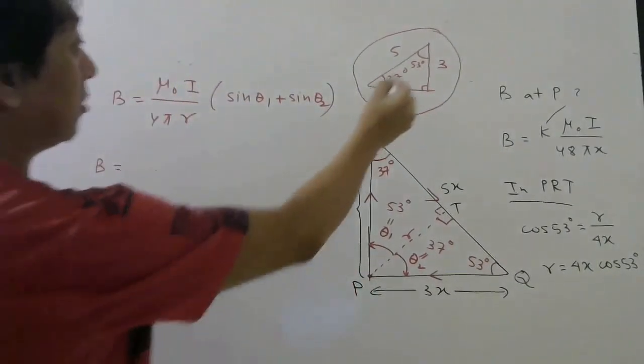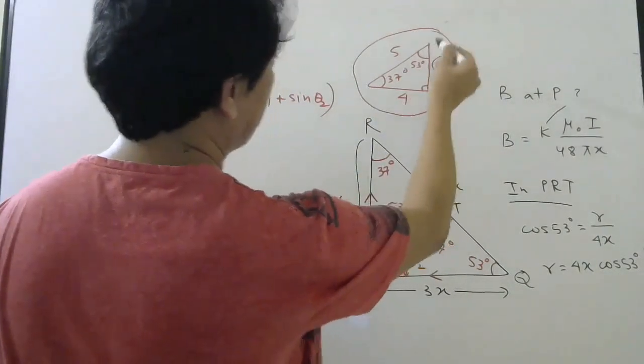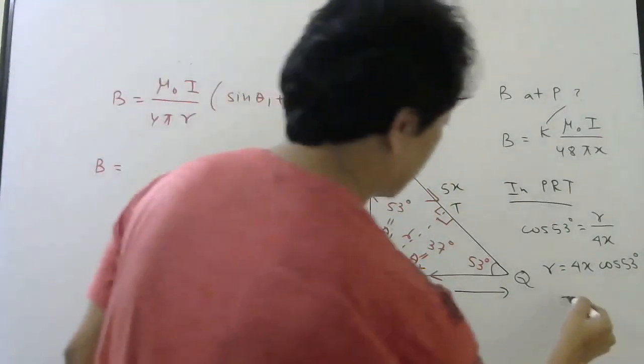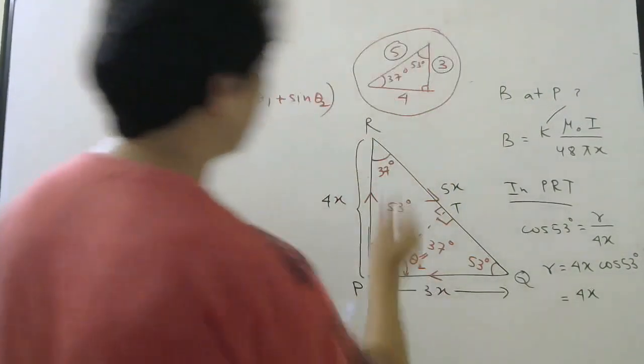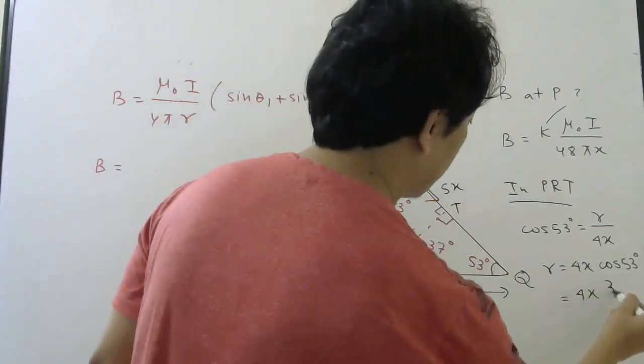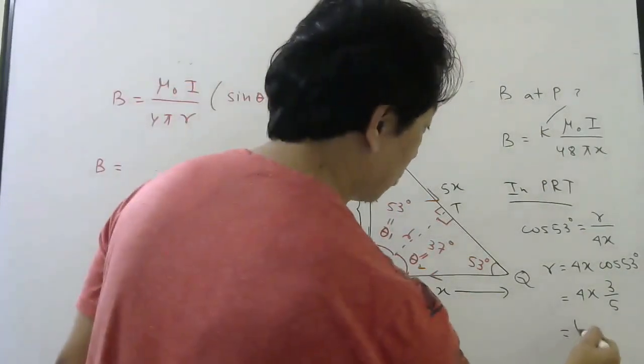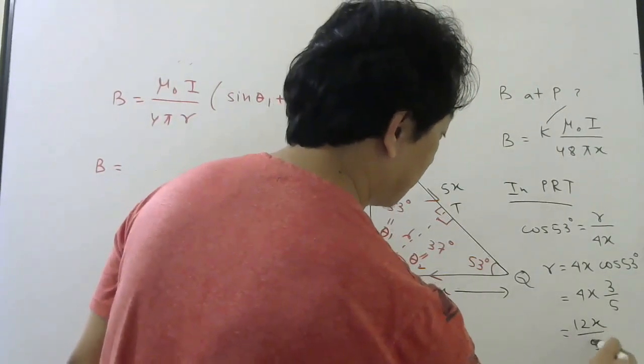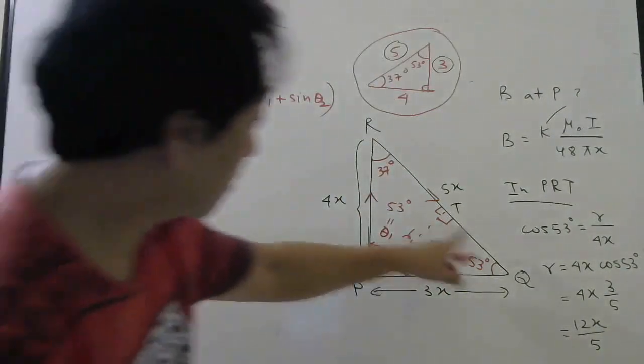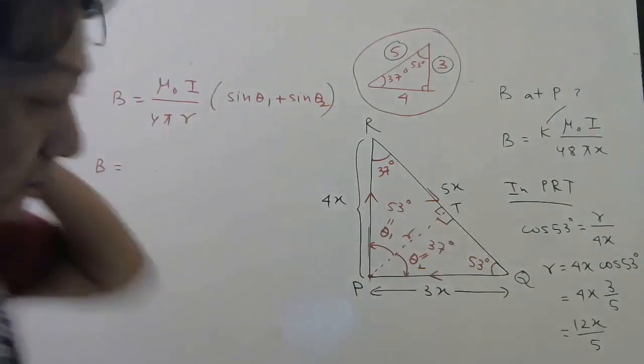So cos 53 you can find from here. Adjacent is 3, hypotenuse is 5. So 4x cos 53 will be 4x times 3 by 5, so that will be 12x by 5. Try to use the other triangle, the same answer you must get.